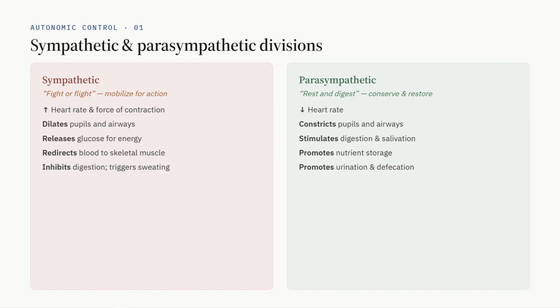The parasympathetic division is rest and digest. It conserves and restores. It slows the heart, constricts the pupils and airways back down, ramps up digestion and salivation, and promotes storing nutrients for later. The trick to learning these is to read them as pairs. Pick an organ, the heart, the pupils, the gut, and the 2 divisions almost always do opposite things to it. Learn one side and you'll basically get the other for free.